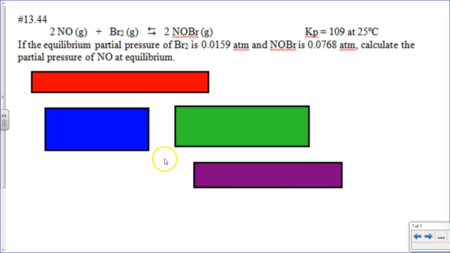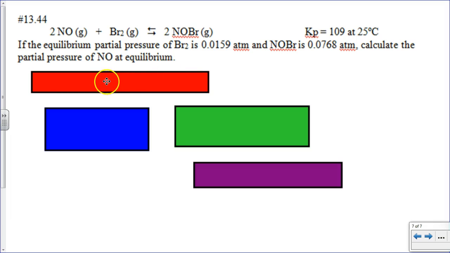All right, last one for today, number 44 from chapter 13. Little different type of problem, same kind of general concept, but a different approach to solve this one. So we're given a gas equilibrium up top. We're given a value for Kp, and in this one, we are given partial pressures for both the bromine gas and this NOBr gas, and we're asked to find what the nitrogen monoxide gas pressure is at equilibrium.